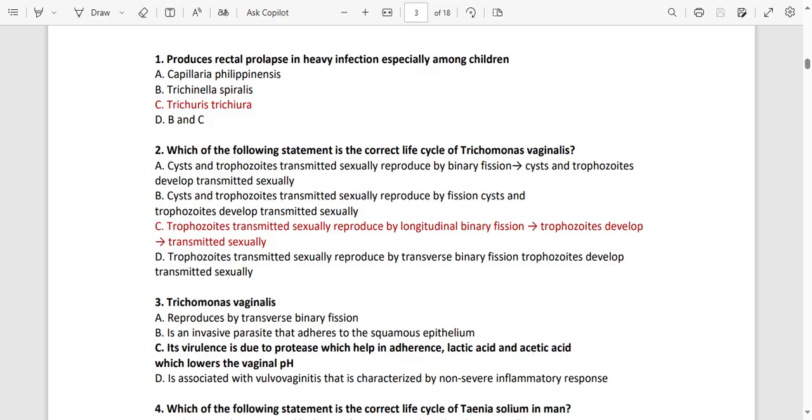All right, thank you. So, produces rectal prolapse in heavy infection, especially among children. Imagine a question that starts just like that, produces. So every time you hear of rectal prolapse, think Trichuris trichiura. Now let's say something about Trichuris. Can anyone mention anything that they know about this parasite?